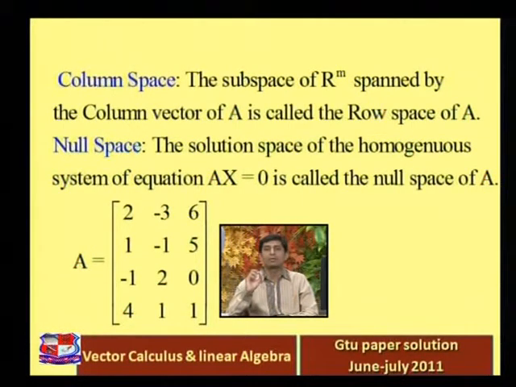So first we have to try to convert this matrix into row echelon form. That is our first process. So here is the matrix 2 minus 3 6, 1 minus 1 5, minus 1 2 0 and 4 1 1. So here is the process.